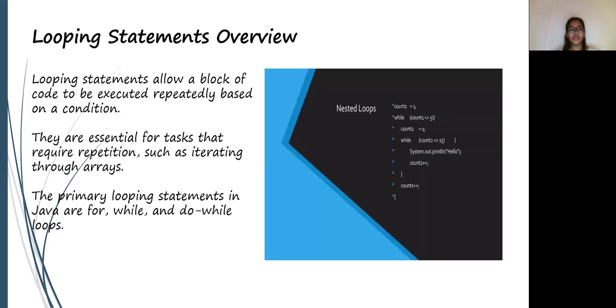Looping statement overview. Looping statements allow a block of code to be executed repeatedly based on a condition. They are essential for tasks that require repetition, such as iterating through arrays. The primary looping statements in Java are for, while, and do-while loops.